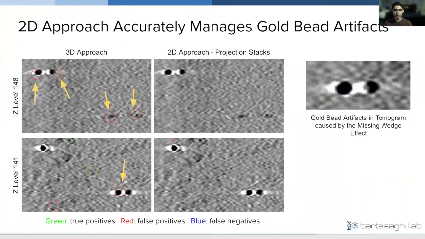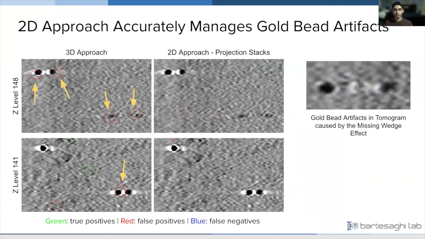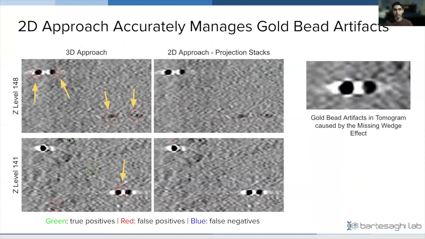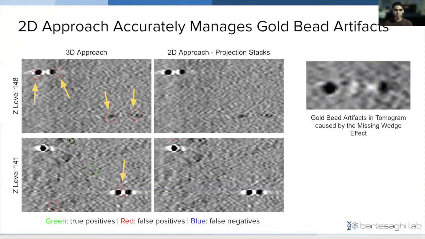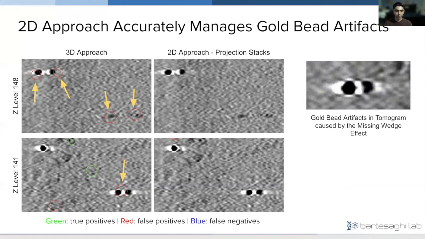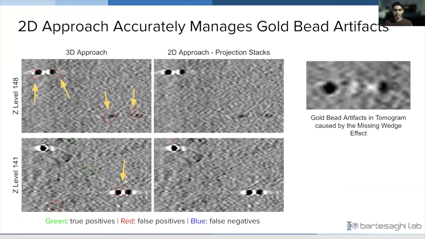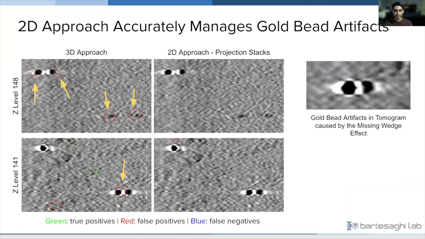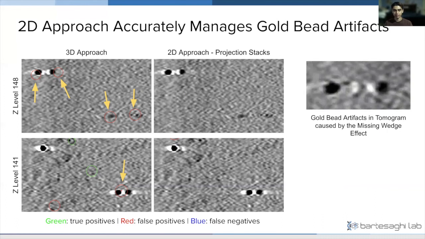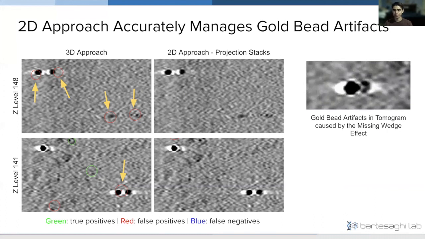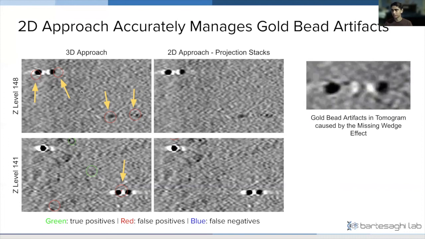One thing that is encouraging about the 2D approach, though, is the way it handles gold bead artifacts. And gold bead artifacts are the projections of gold beads in the tomogram surrounding the actual location of the gold bead. And those are caused by the missing wedge effect from when we reconstruct the tomogram from the tilt series. And so we hypothesized at the beginning of our project that since the 2D approach does detection on the tilt series, it basically skips the tomogram reconstruction, that it would do better at handling these artifacts. And you can see in these pictures that it does. The 3D approach identifies the gold bead artifacts as false positives, whereas the 2D approach does not.